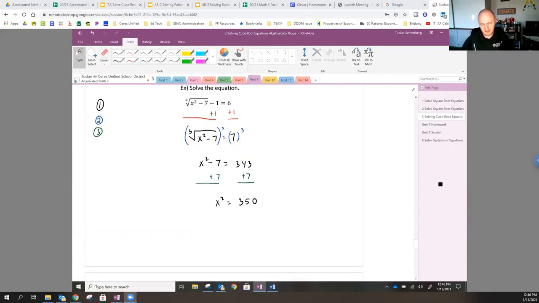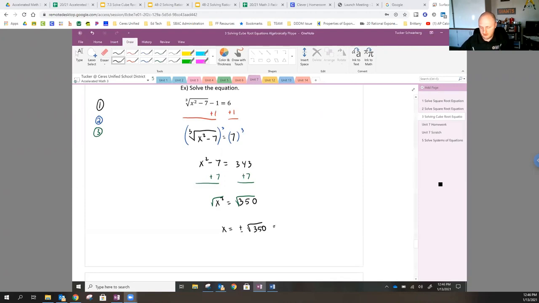Okay, so I'll take the square root of each side in order to go ahead and solve. And we get x is equal to plus or minus the square root of 350. So I honestly would be okay with that.